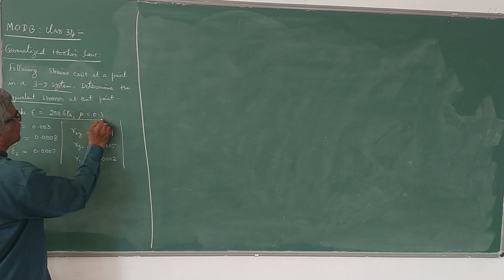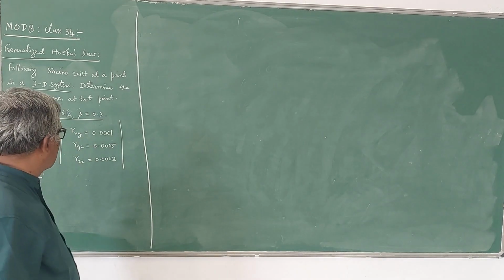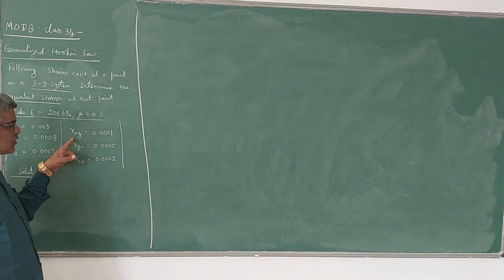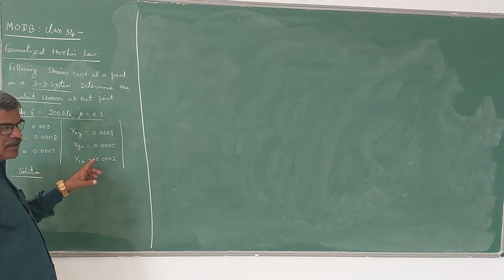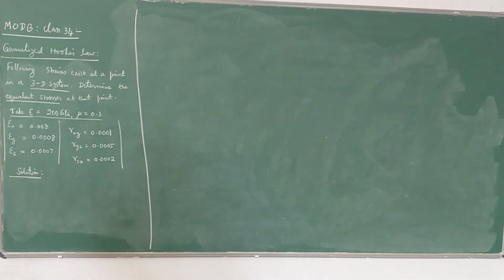He has given the values of Young's modulus and Poisson's ratio, E and mu values. The strain values are given like this: epsilon x, epsilon y, epsilon z. They are the normal strains, and shear strains gamma xy, gamma yz, and gamma zx. As you know, strains don't have any unit, so they are just numbers.